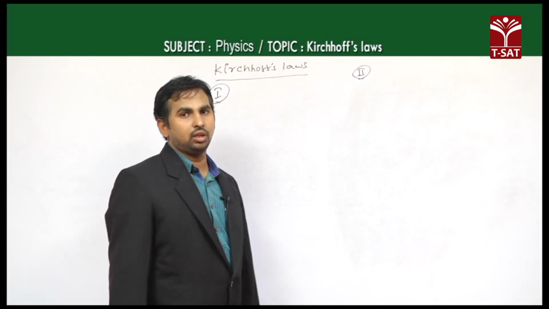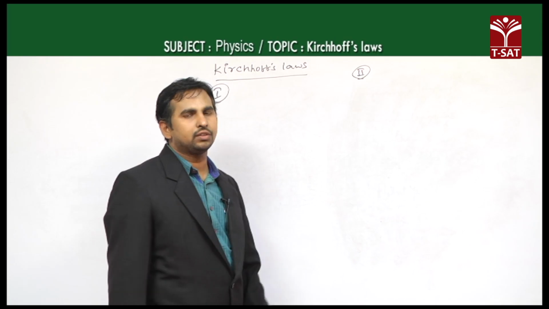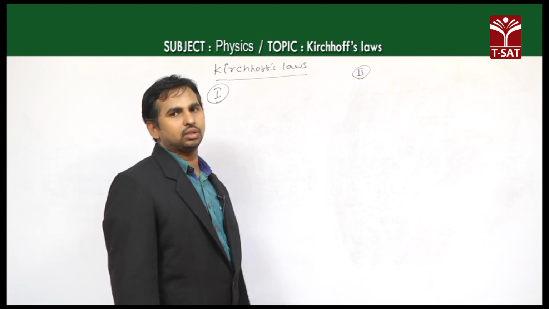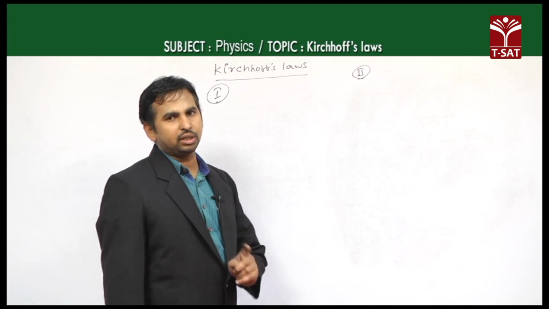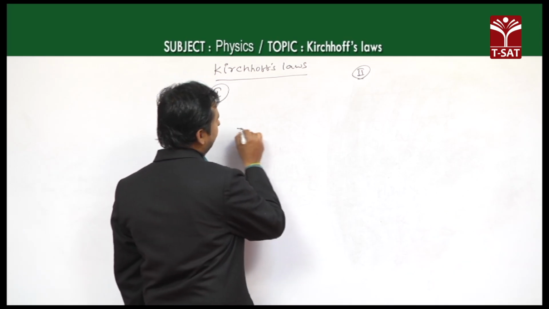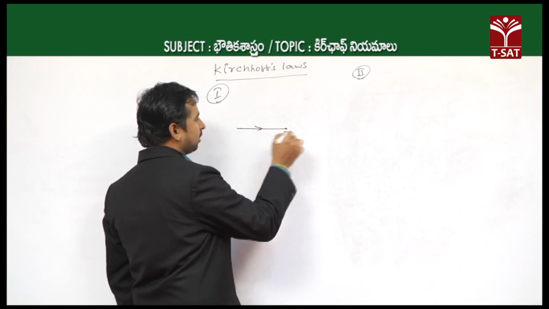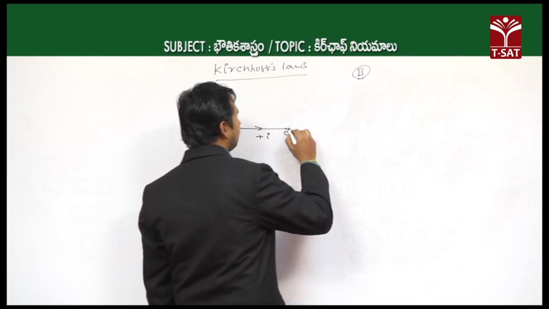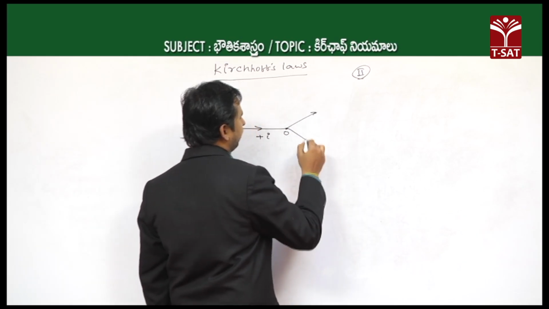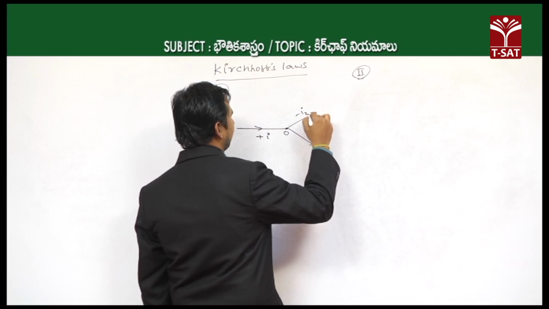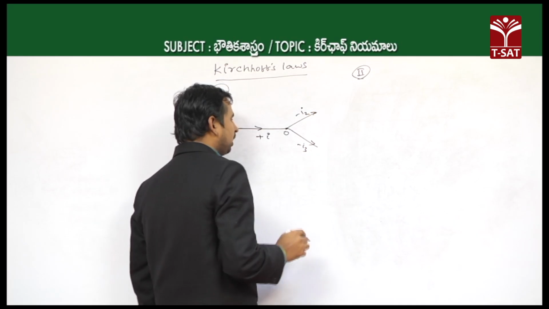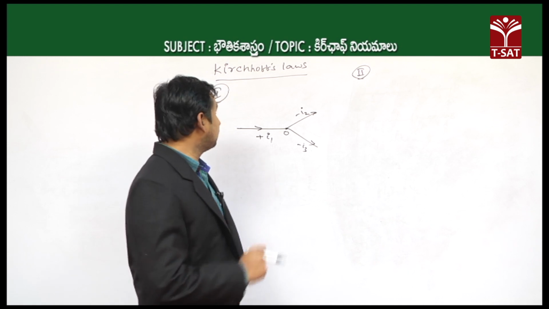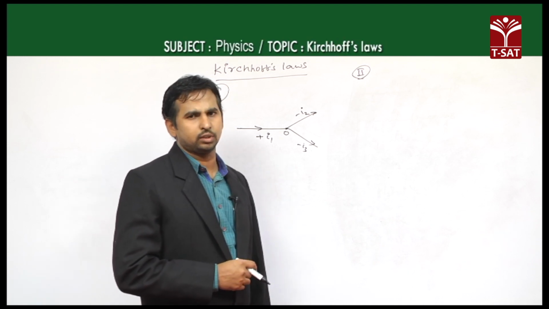Before going to see any numericals about these Kirchhoff laws, at first we have to remember the sign conventions. In the case of the first one, which is the easy one, the current law, all incoming currents are taken as positive. When the current is coming into a junction point, take it as positive, and whenever a current is leaving that junction point, take it as negative. All incoming positive, all outgoing negative: that is the sign convention for Kirchhoff's current law.